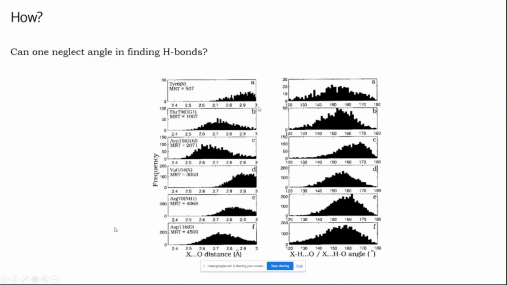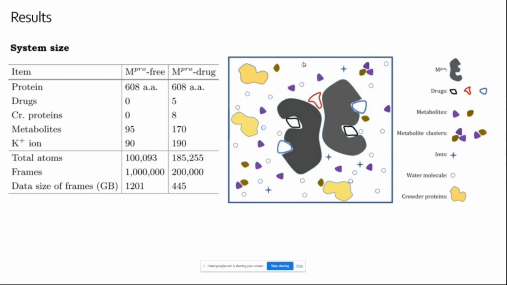We can, because if you are looking at those waters that are there for a long time, you can see the pattern that the distance is within the range of 2.4 to 3, whether it is oxygen or nitrogen, and the angle is about 120. So as long as you put these two conditions, that the distance has to be between 2.4 and 3 and the angle should be 120 to 180, then you are safe. You don't have to worry about finding the angle, and that's saving a significant amount of computation as well.